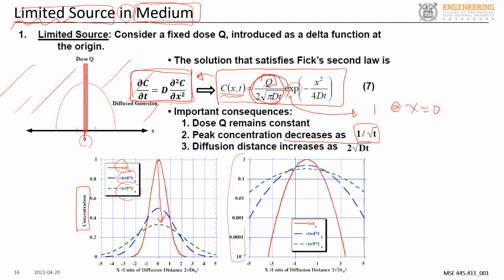Your dose is fixed, right? That's a limited source. So the peak height will be determined by this term with t in here, right? So they will decrease like this.